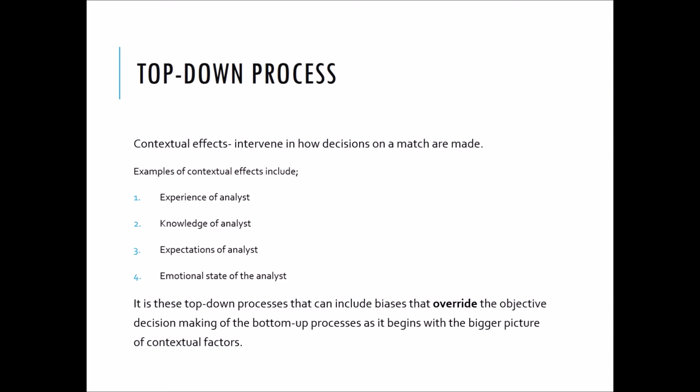So in the top-down process, these factors actually then mean that these biases are overriding how objective your decision making is. So perhaps if you were maybe less experienced, then that can override your analysis. Or if you've got kind of expectations of who you think that this person is, this criminal is, or again the emotional state. So if you have emotions about this case needing to end or something like that, then that can affect and override that decision making process, override those bottom-up processes.